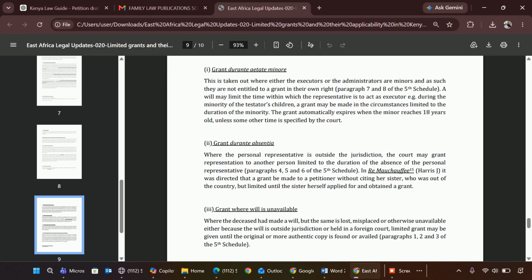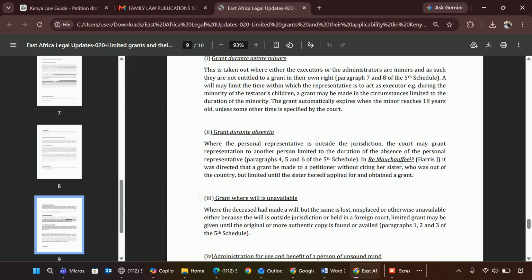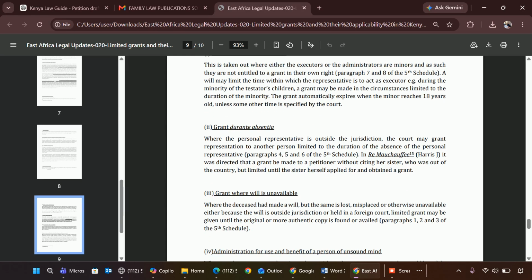Then you have grant durante absentia, where the personal representative is outside the jurisdiction. The court may grant representation to another person limited to the duration of the absence of the personal representative. Good.